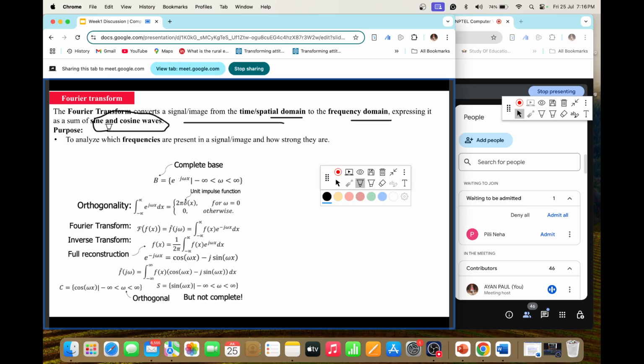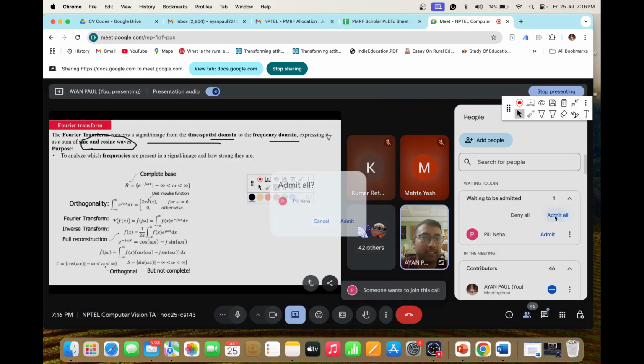What we are selecting it because previously, okay, someone is joining.